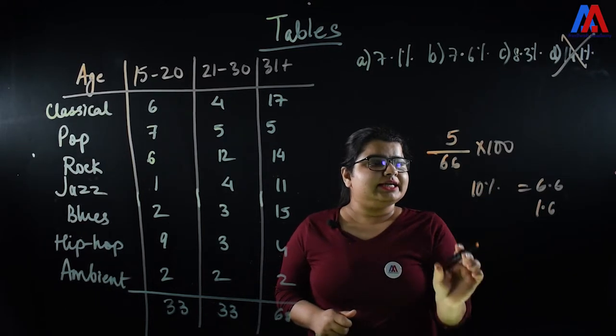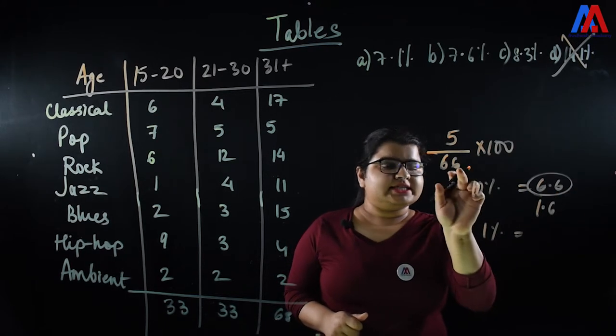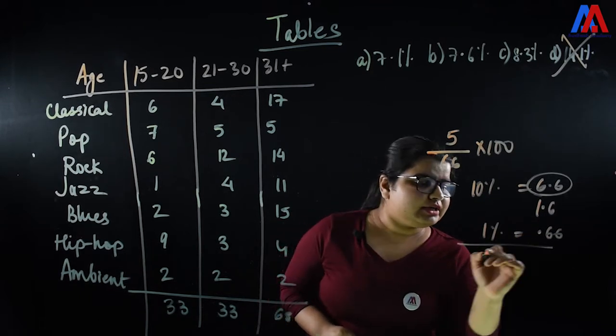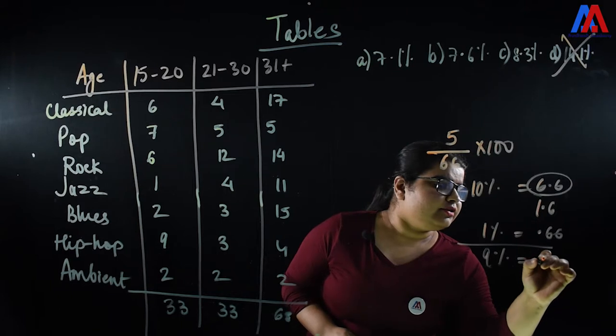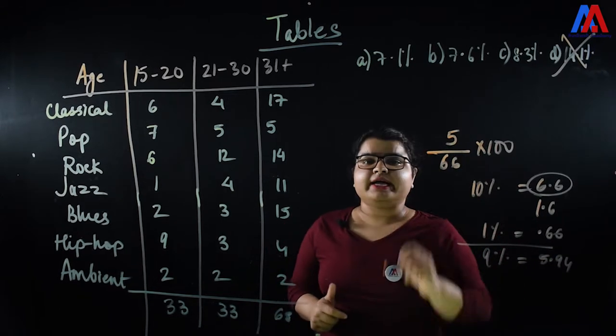That is, first let's take 1%. So 1% of 66 would be 0.66. So you will get your 9% as 5.94, which is still greater than the required 5.